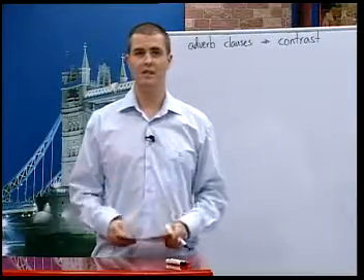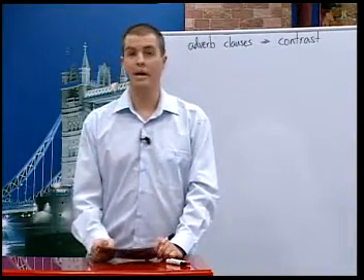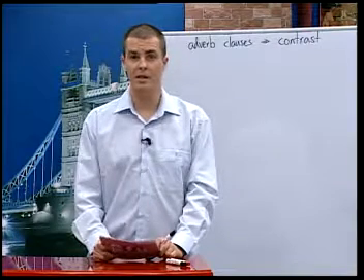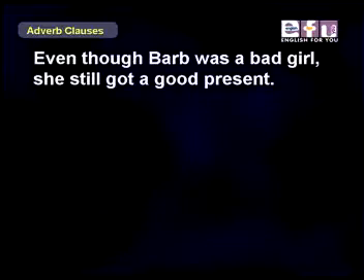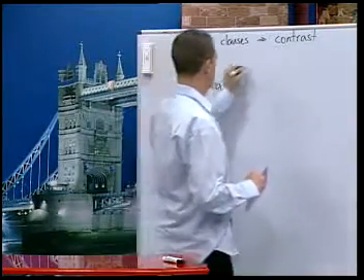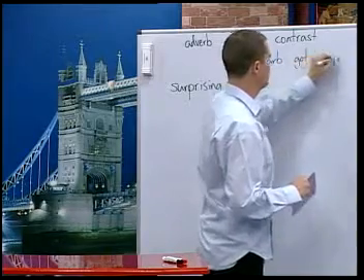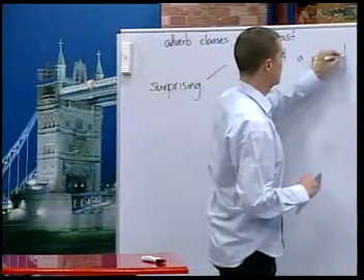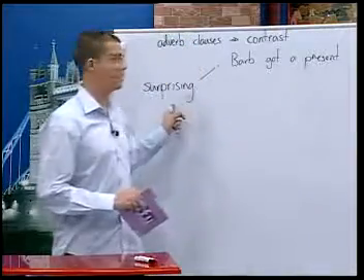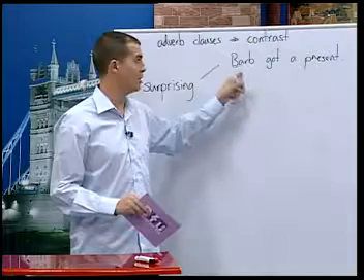Now, in each of these sentences, something unexpected happens. There's an unexpected result. We weren't expecting it. It's a surprise. In the first sentence, it's surprising that Barb got a present. It's surprising because Barb is a bad girl. She wouldn't get a present usually, but she got a present.